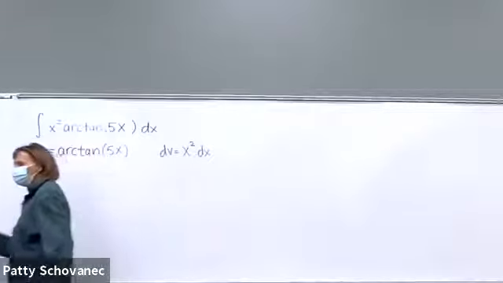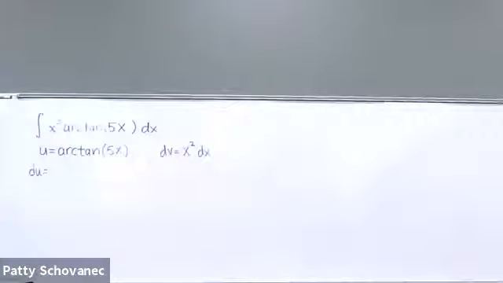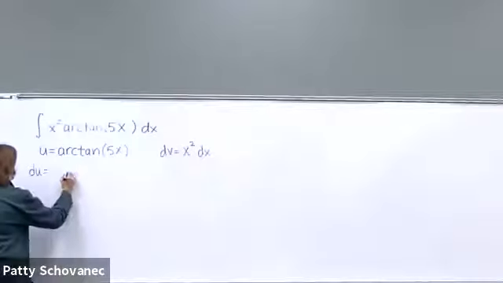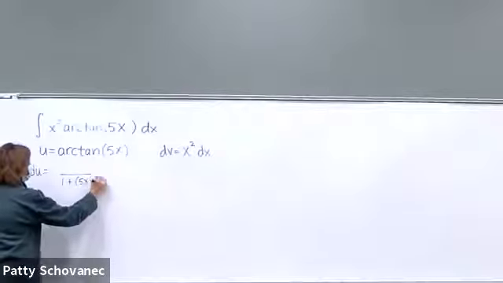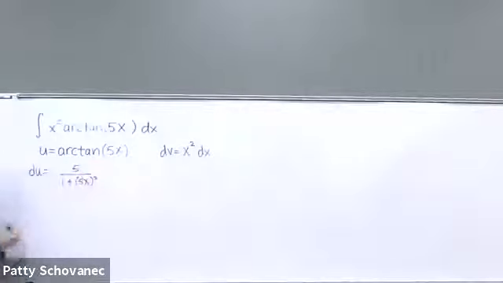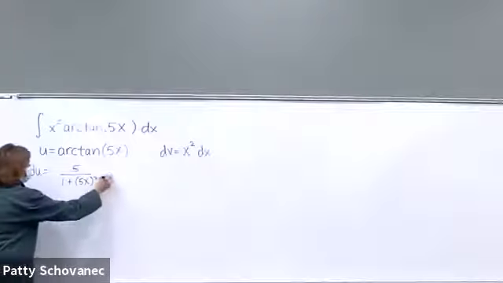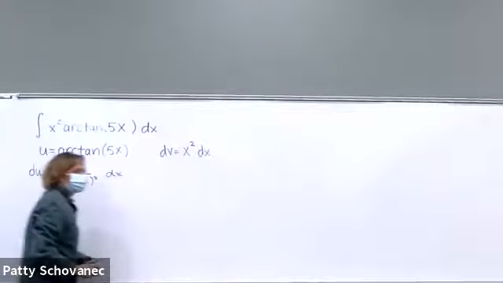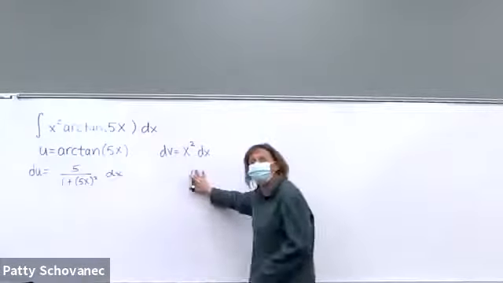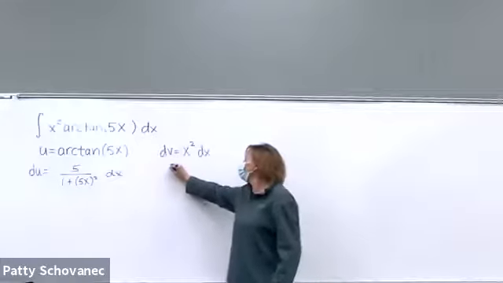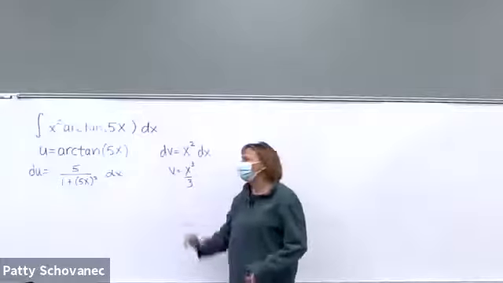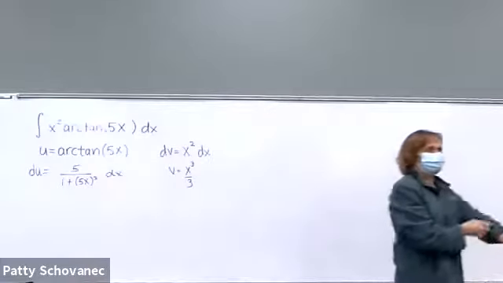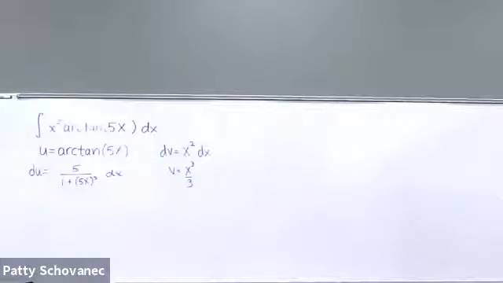All right, what's the derivative of the arctangent of 5x? 5 over 1 plus 25x squared. All right, so it's 1 over the variable squared, but then we take the derivative of that and it gives us that extra 5. Over here, we're integrating. So we're going to get x cubed over 3. We good so far?